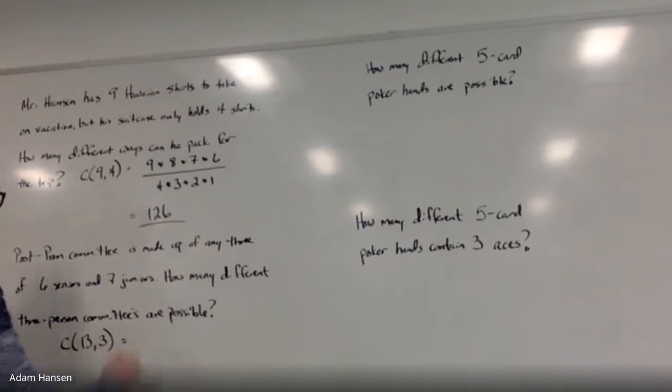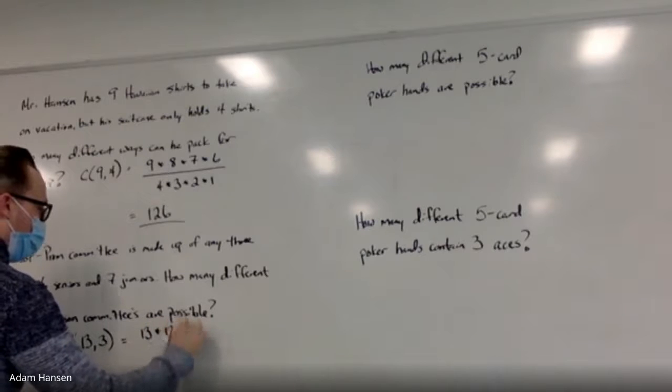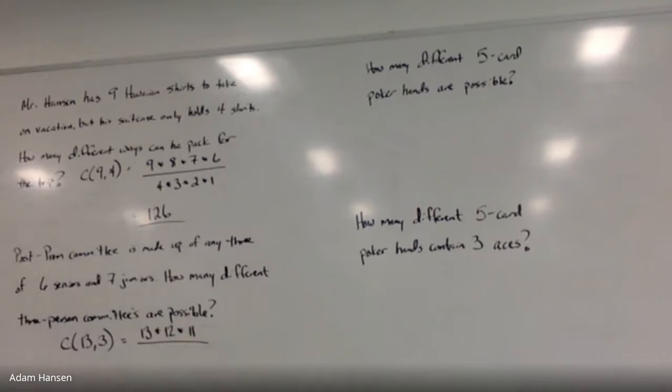How many different people could I pick from first? 13. Then second, 12. Then 11. Now that's counting way too many things, right? Let's just say, for example, I've got person A, B, and C. That's counting person A, B, and C as one committee. Then it's counting person B, C, and A when I pick them in that order as one different committee. But isn't it just the same 3 people?